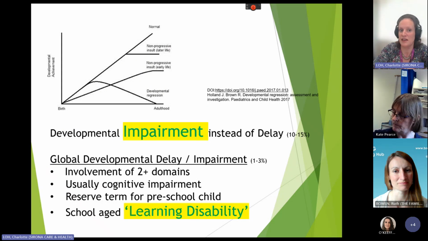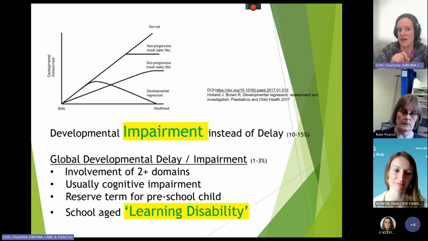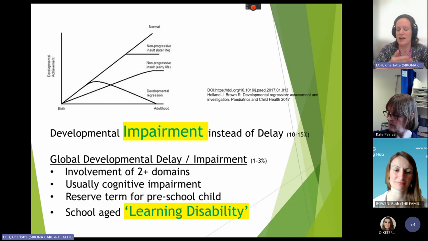The global developmental delay or global developmental impairment is a lot smaller population, but these are the ones you really don't want to miss. So 1 to 3% of the population are thought to have global impairment, and that's when there's 2 or more domains, and usually there's a cognitive impairment. Not always, but usually. Generally, we would reserve that term for the preschool child. And once they're at school and we can map their learning against the curriculum, for example, we would label those children as having a learning disability.